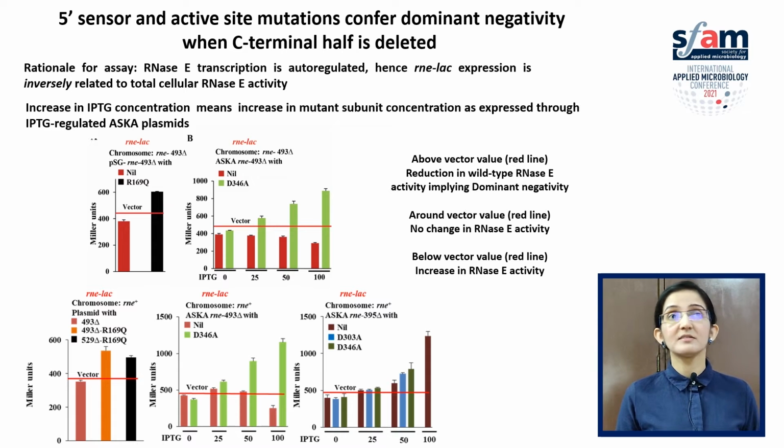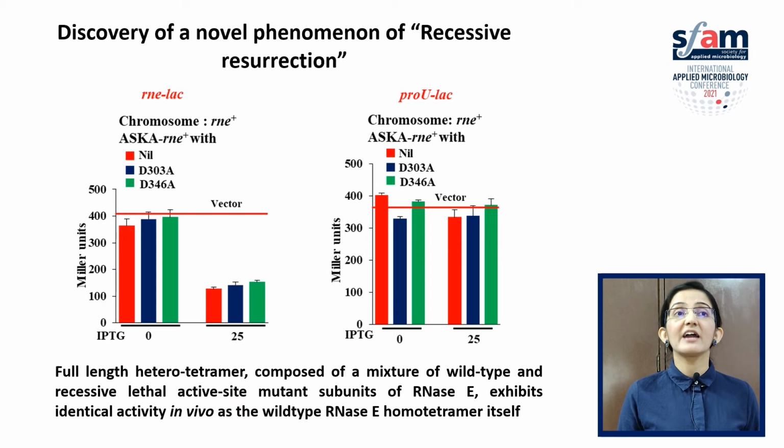To our surprise, this was not the case with full-length RNase. The RNA lag assay in the chromosomal RNA plus RNA lag strain has shown that the full-length heterotetramer composed of a mixture of wild-type and recessive lethal active site mutant of RNase exhibited identical activity in vivo as the wild-type RNase homotetramer itself, a discovery of a novel phenomenon labeled as recessive resurrection.